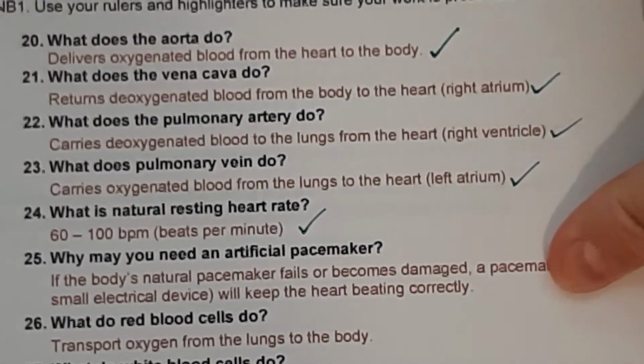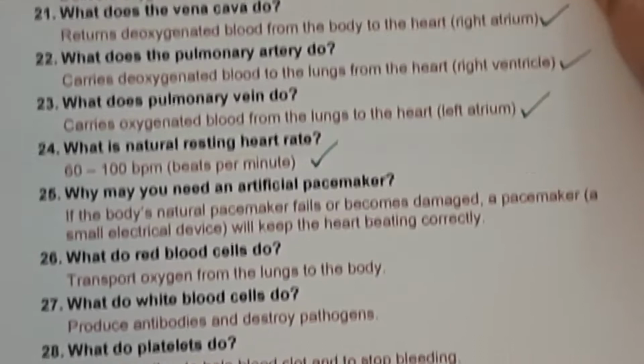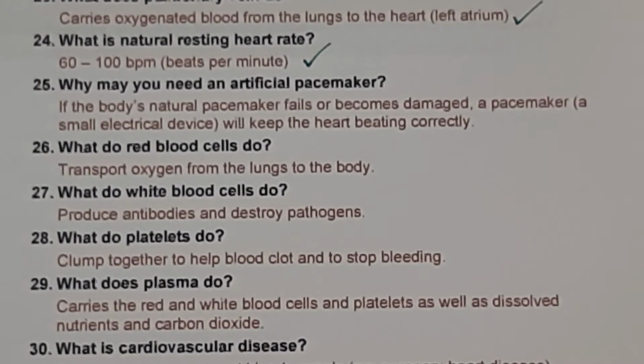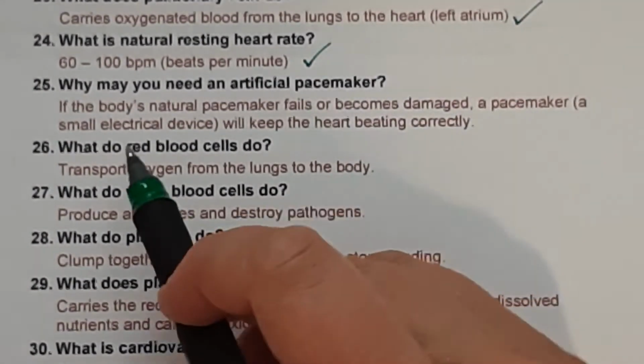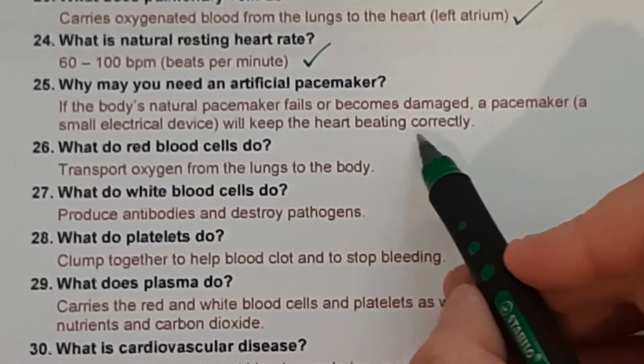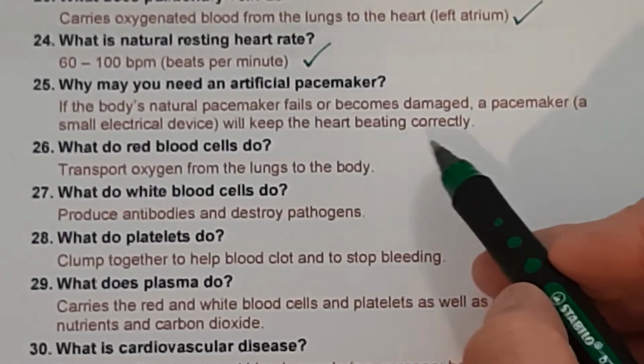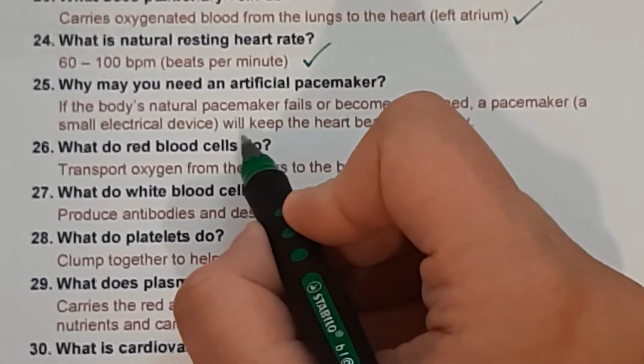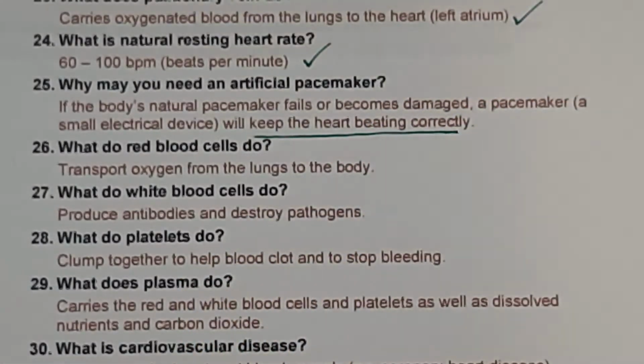Now, why might someone need an artificial pacemaker? Well, if the body's natural pacemaker fails or becomes damaged in some way, so it's not working properly, a pacemaker, which is just a small electrical device, will keep the heart beating correctly. So to get the mark, all you need to say is that a pacemaker will keep the heart beating correctly. That's enough to get you the mark.